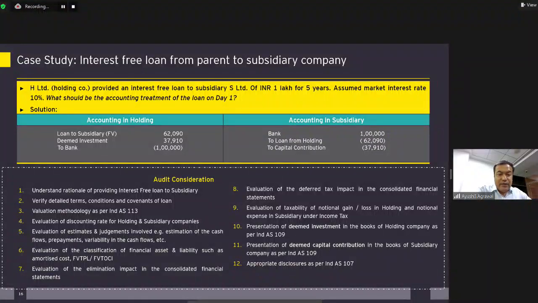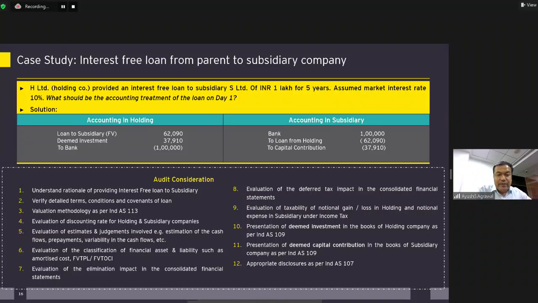So the entire cycle of the transaction is, first of all, why an interest-free loan was given by the holding company to the subsidiary. Why an interest-free loan? For that matter, even the Companies Act Section 186 requirements are also there, to do the transaction on an arm's length basis.